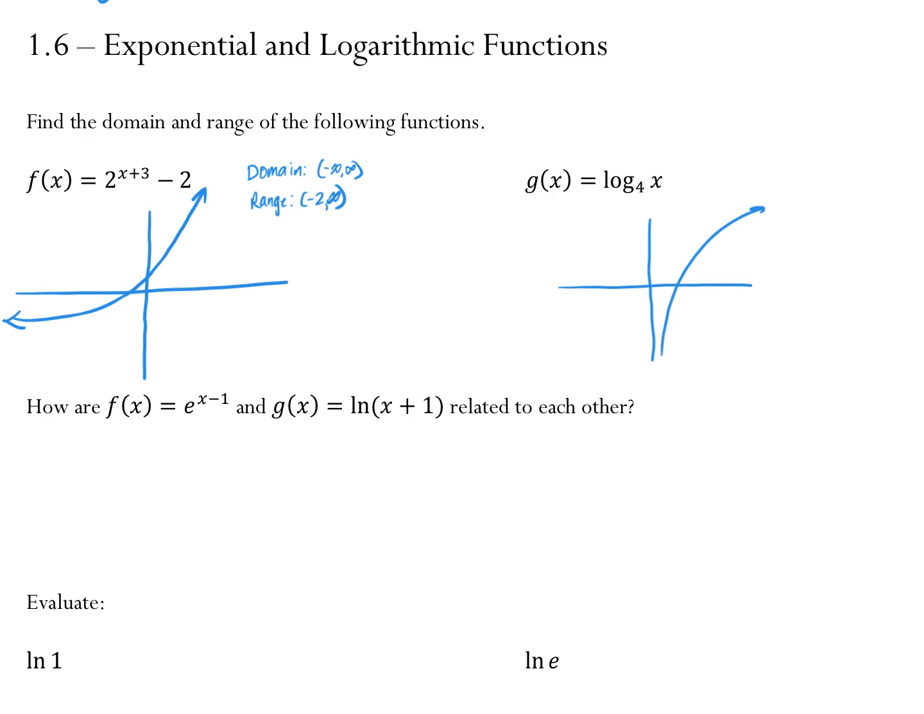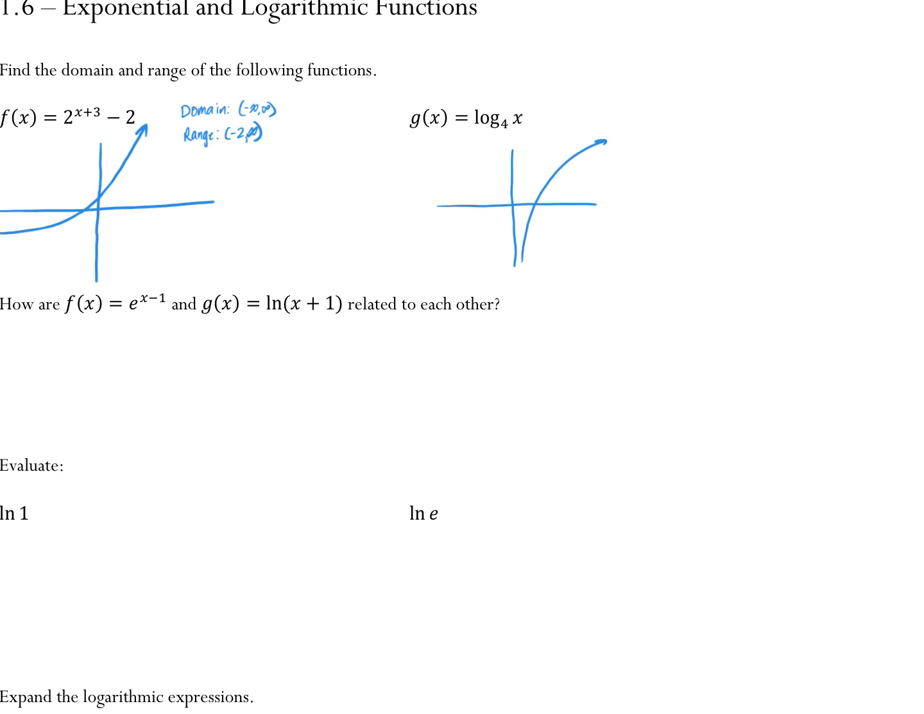Yeah, was there a typo? There is a typo. We'll do this one. I'll tell you the typo in a second. Domain, 0 to infinity, range.